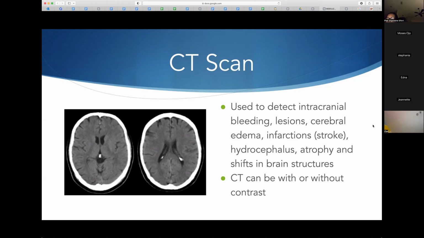Okay. CT can be done with or without contrast. So write that down. I want you to write that statement down. CT can be done with or without contrast. It is your responsibility as a nurse to know which one is being ordered.